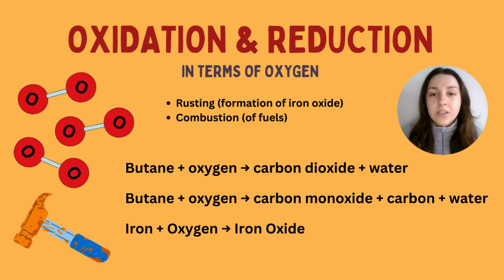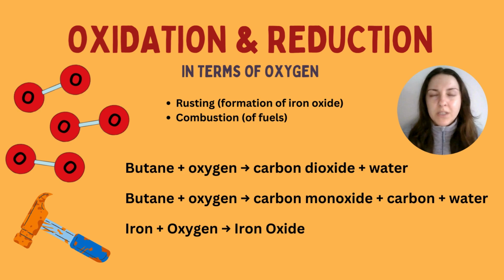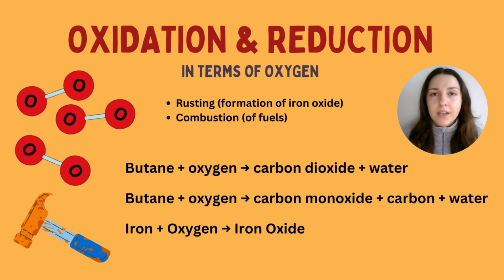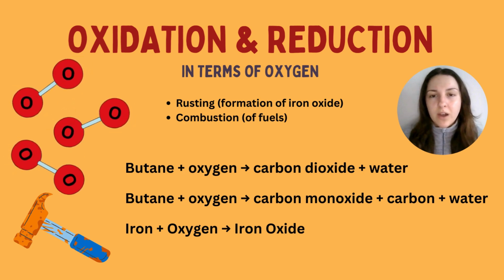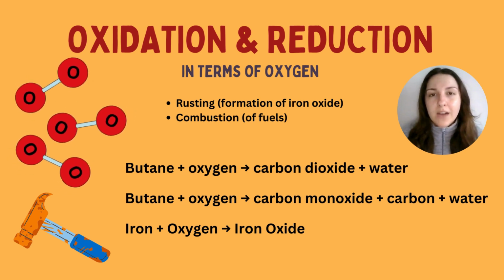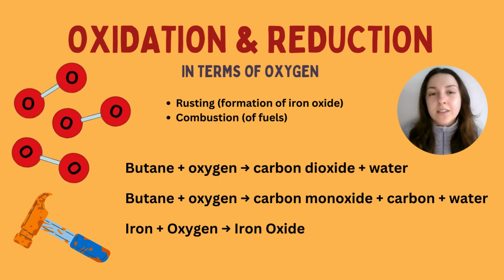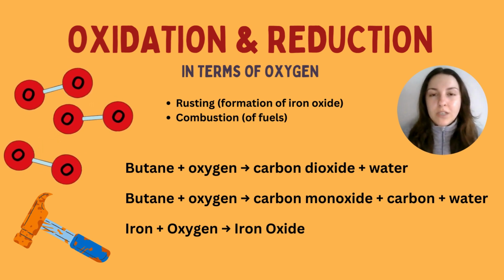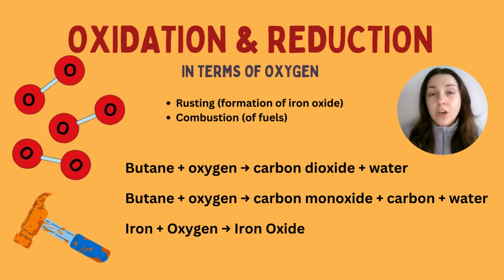And iron oxide essentially looks like a red material on the metal, on the iron, and it weakens the metal over time. If you leave iron out in the environment, in the exposed air, it will react with the oxygen and it will become oxidized. So that's just a bit of a rundown of the oxidation process in terms of oxygen.